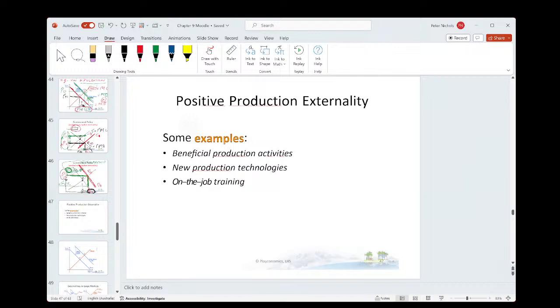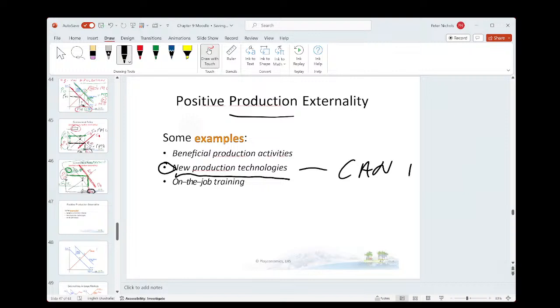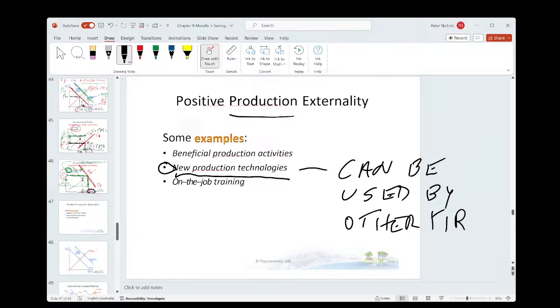So positive production externalities. Let's take point two. If in the production of a good, firms use or develop new technology, then this can be used by other firms. So firms often develop new technology in producing products, and where other firms can also get on board with that same technology, then that will create a positive production externality.